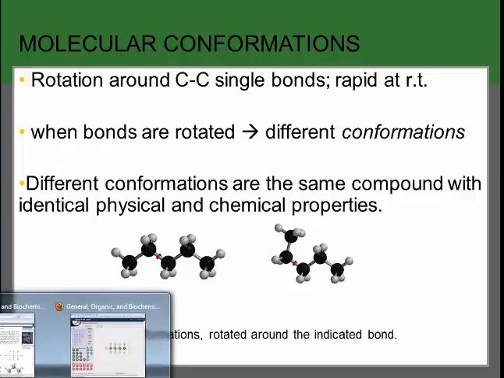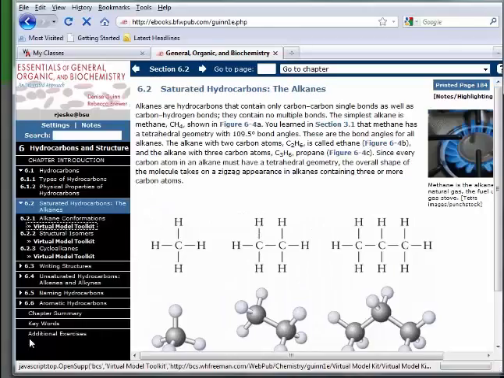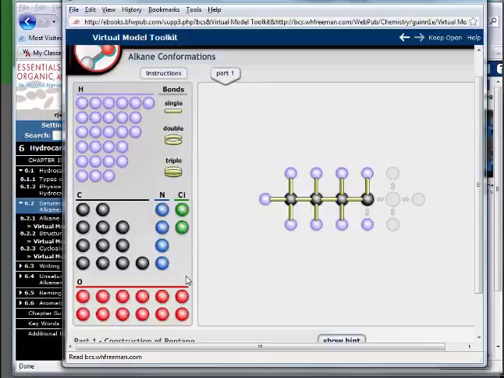I want to take this opportunity to show, when you're reading through the ebook, if you have access to that, you'll read about alkane conformations, which we just started, and you can click on the virtual model toolkit. There are a lot of these in this organic chemistry chapter, and that will bring up a window that looks like this, where you can take hydrogens, carbons, oxygens, nitrogens, chlorines, single, double, triple bonds, and essentially make a model.